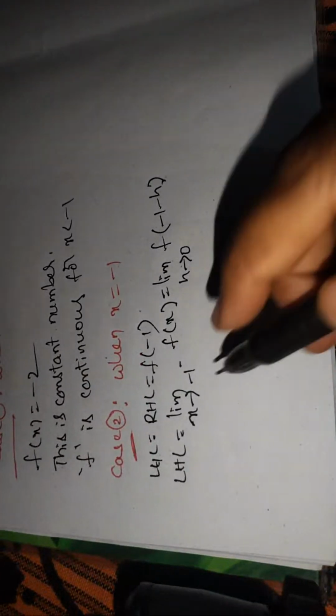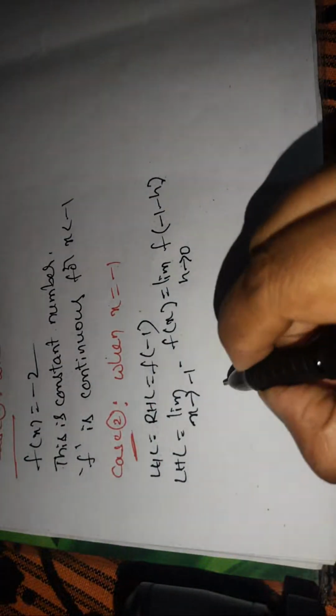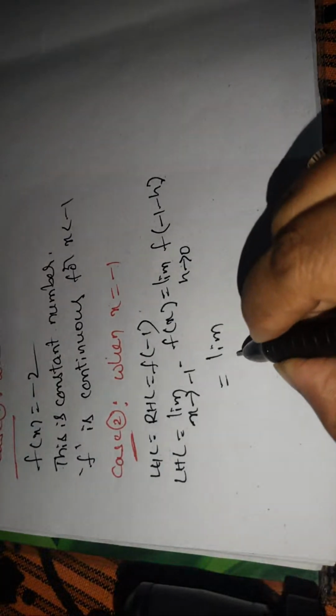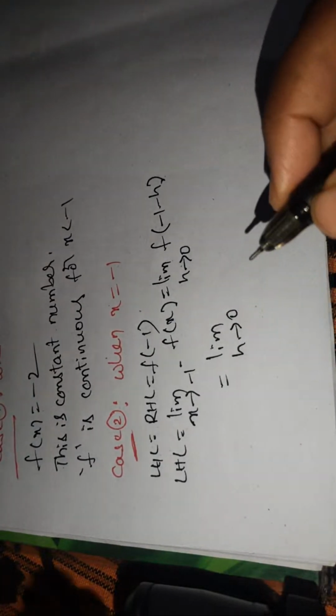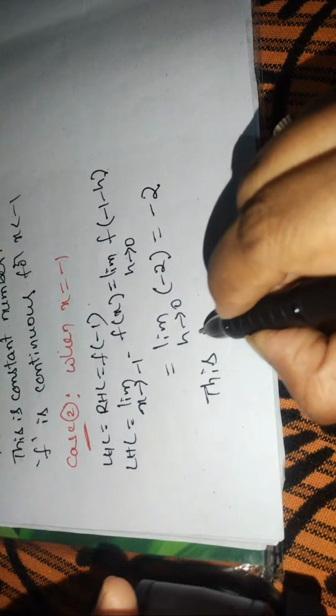Next, if it is less than minus 1, we will select the function for less than minus 1. What is the function less than minus 1? Where do we get this? In the first case. Less than minus 1, the function is minus 2. I will write here minus 2. It is a constant number, with no h in it. That's why I directly write the number only: minus 2.